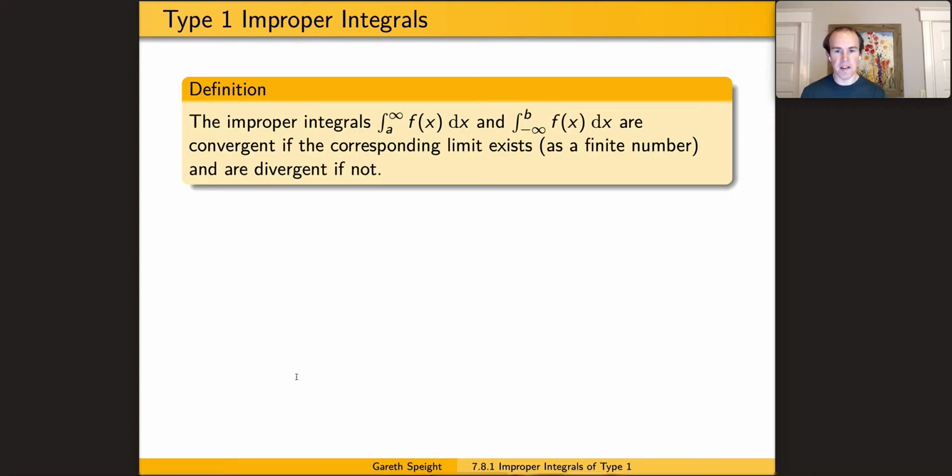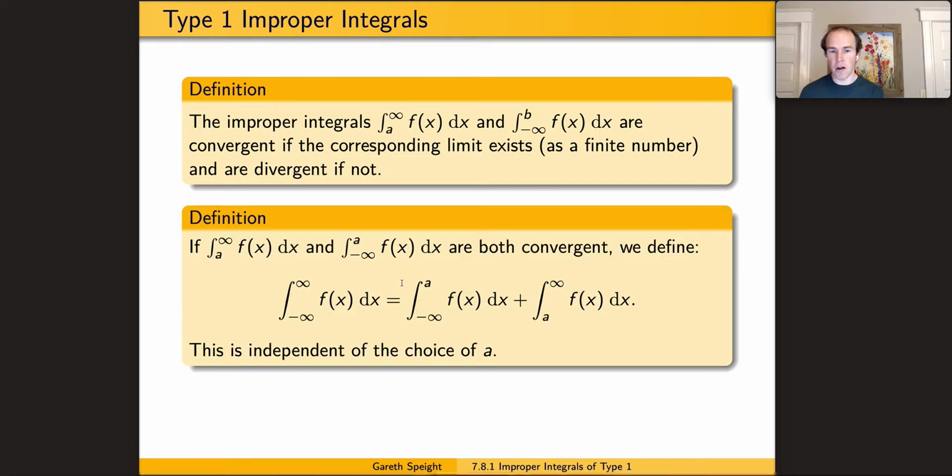Okay, and then a couple of easy extra comments: if these integrals exist, if the limits on the last slide exist and they are finite numbers, we say the improper integral is convergent. If not, we say it's divergent.